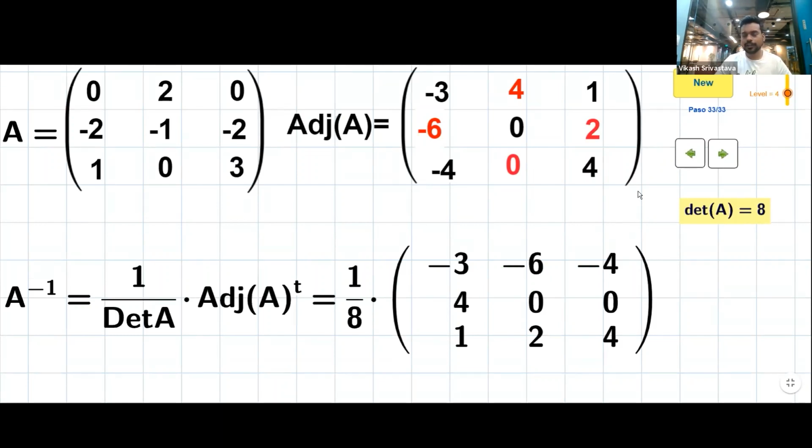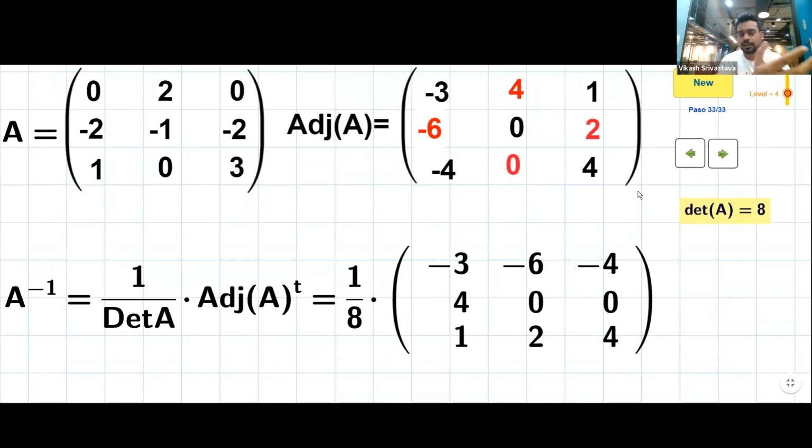Can you guys please confirm if you are able to understand the calculation for the inverse of a matrix? Firstly, we'll calculate the adjoint. We'll calculate the determinant of the matrix. We'll take the transpose of the adjoint and then divide by the determinant which we have calculated.